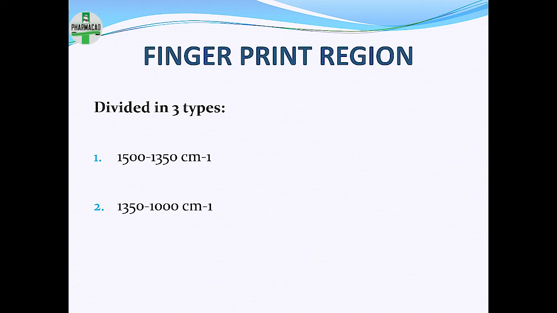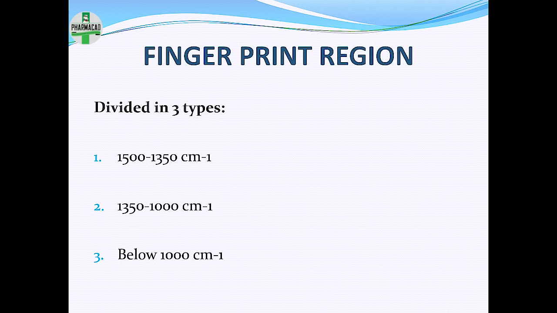Basically, the fingerprint region is divided into three types. One region ranges from 1500 to 1350 centimeter inverse. The second region ranges from 1350 to 1000 centimeter inverse, while the third ranges below 1000 centimeter inverse. Each functional group will have a unique absorption band in one of these three fingerprint regions.